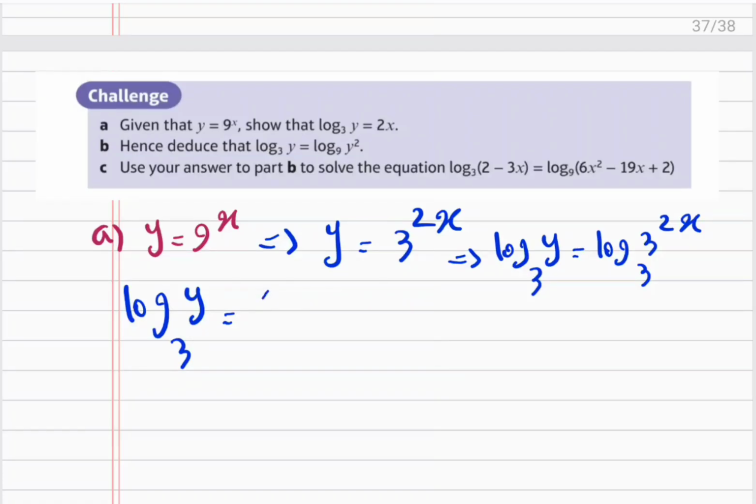So we just simply then get 2x, and that's exactly what we wanted to prove. So that's the end of the proof here.